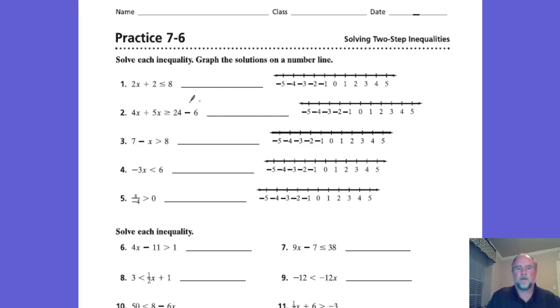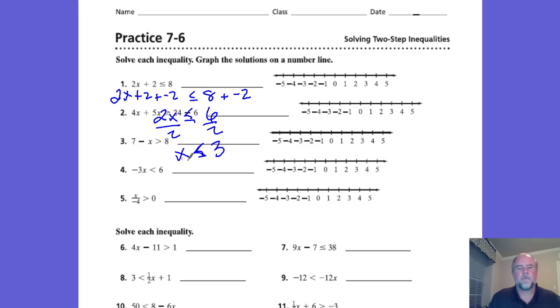So this one right here, the first thing we got to do is get rid of this plus 2. So we do 2x plus 2 plus negative 2 is less than or equal to 8 plus negative 2. So these 2's now go away and we're left with 2x is less than or equal to, and then 8 plus negative 2 gives us positive 6. So then we divide by 2, and x is less than or equal to 6 divided by 2 gives us 3.